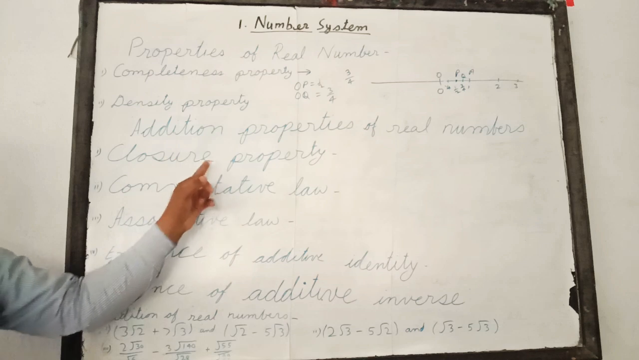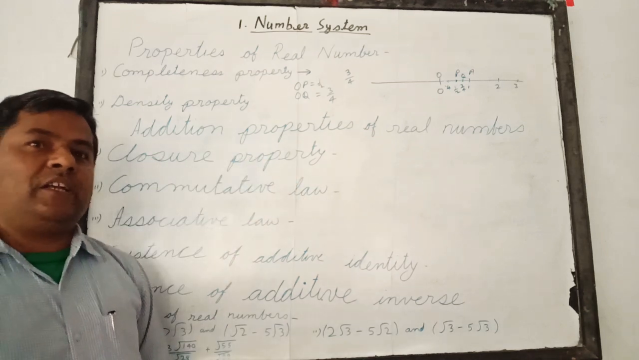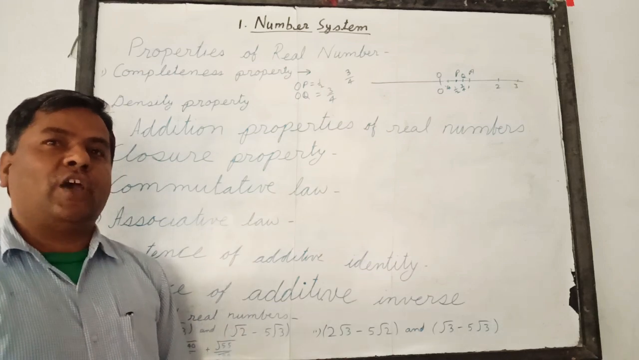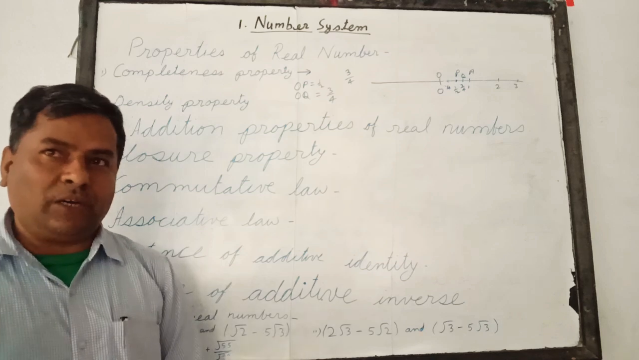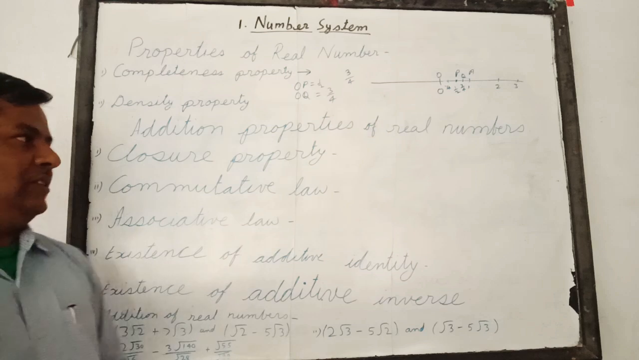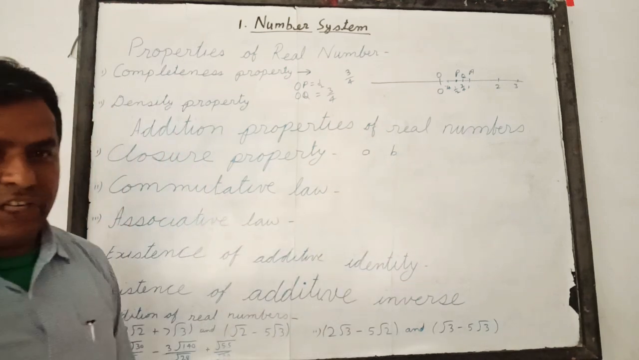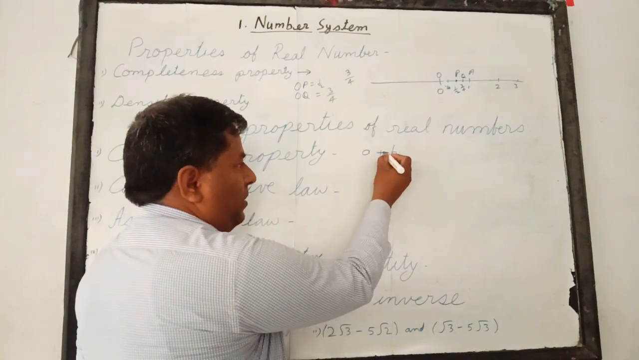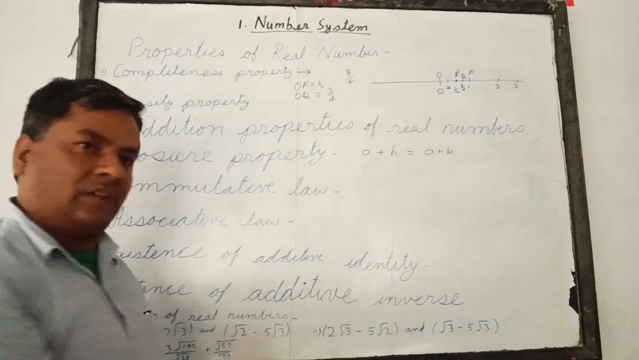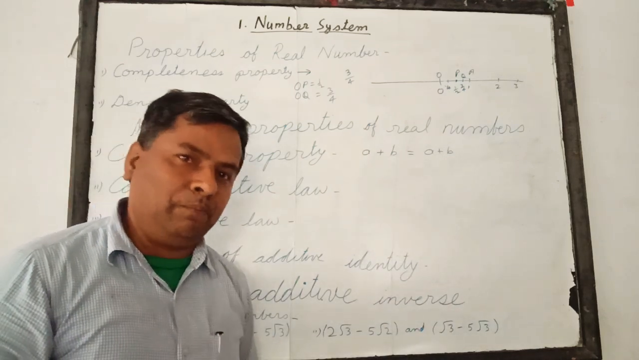Now what does closure property mean? This property states that if we take any two real numbers, on adding these two real numbers we will always get a real number. So the sum of two real numbers will be a real number. That means if we take a and b as two real numbers, and we add a and b, then their sum a plus b will be a real number only.